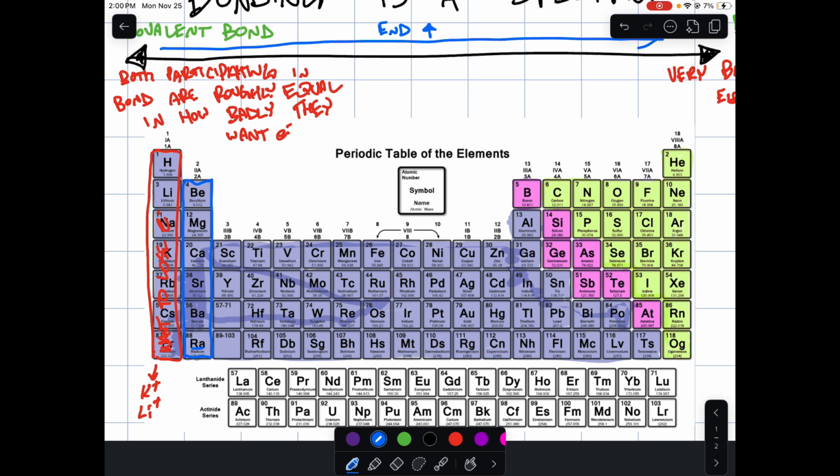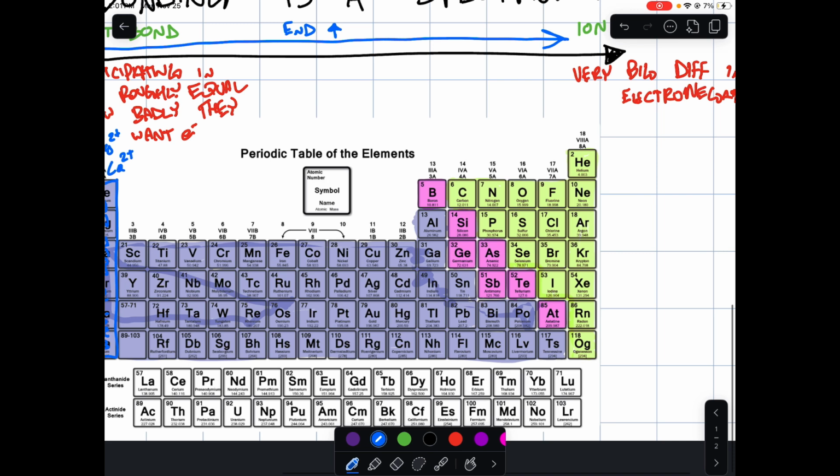And then if we look at the alkaline earth metals, they want to lose 2 electrons. So here we got magnesium 2+, calcium 2+. Now the reason, again, why they want to lose 2 electrons is because they want to be noble gases. Okay?